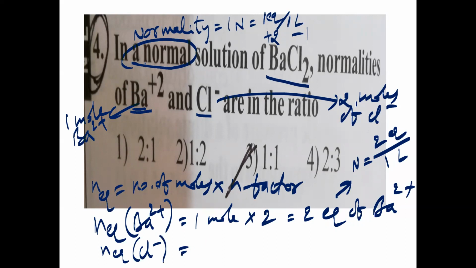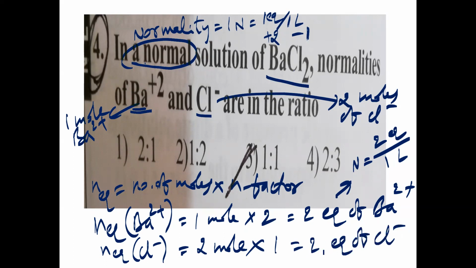How many moles produced here? 2 moles produced here. So 2 moles of Cl minus, what is the n factor of Cl minus? 1. The charge on Cl minus is 1. So here it is equal to 2 equivalents of Cl minus. So the number of equivalents of Cl minus is 2. The volume is also 1 liter, so the normality of Cl minus is also 2 equivalents by 1 liter.